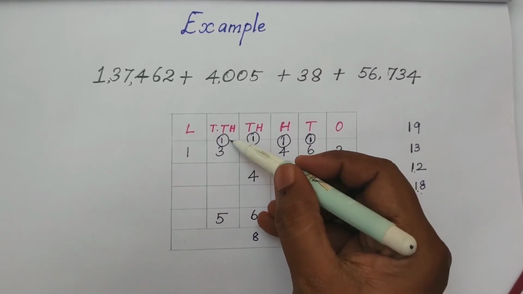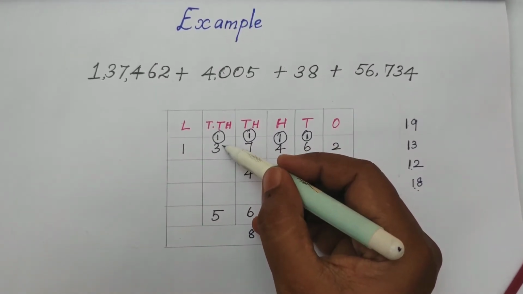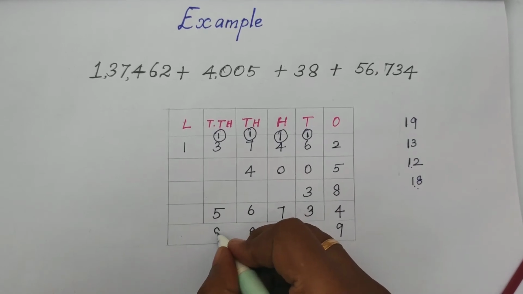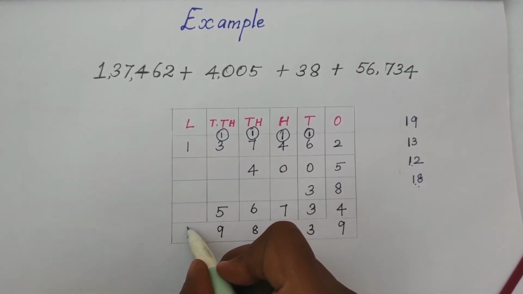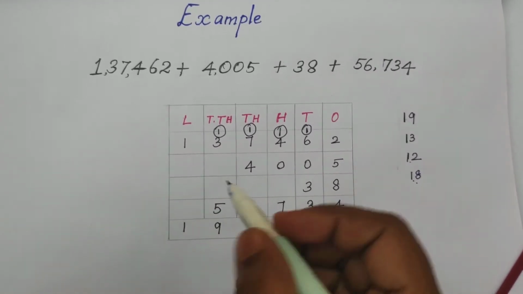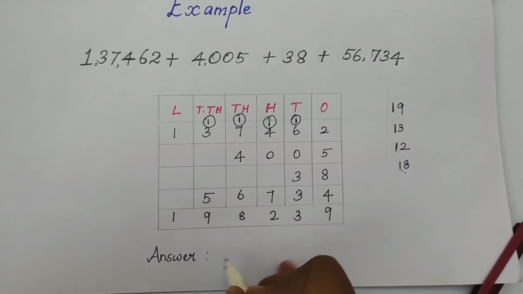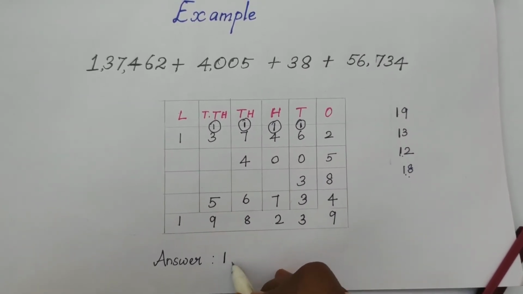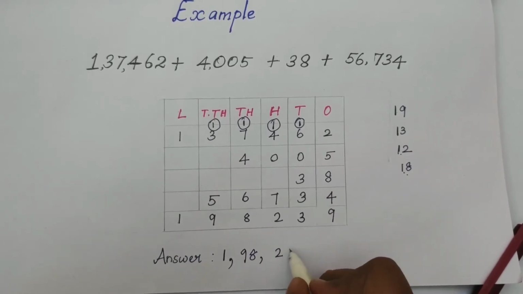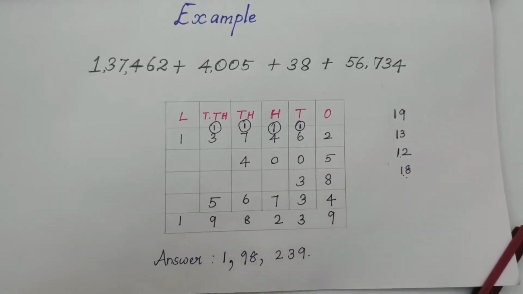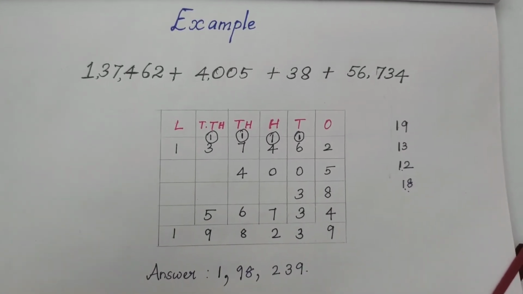Now, let's add the numbers in the 10,000s column. 1 plus 3, 4. 4 plus 5, 9. At last, in lakhs place, we have only 1. So, write the 1 as it is. So, the answer is 1,98,239. So, by using place value, you can easily add the numbers.